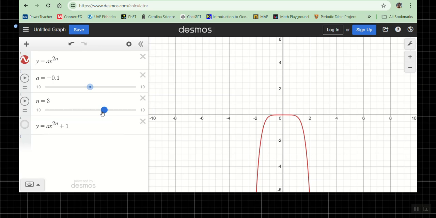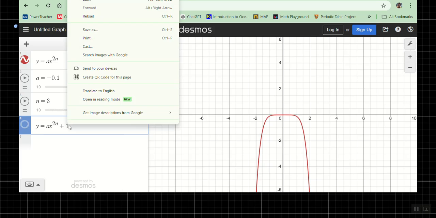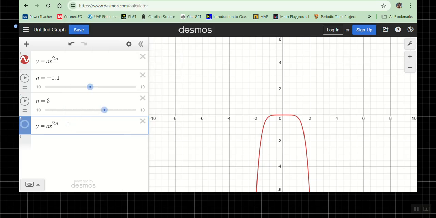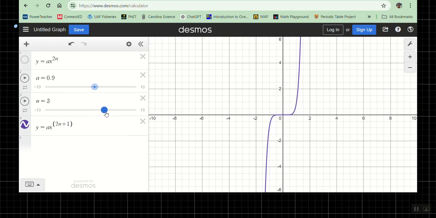Now, beyond that, if I wanted instead to guarantee that I have an odd exponent, I'm going to make that plus 1 go to the right spot. There we go. 2n plus 1. This guarantees that no matter what n I pick, this is an odd number. So let's keep it positive. And we now have an odd exponent. What do you notice? As you go left, what does the function do?